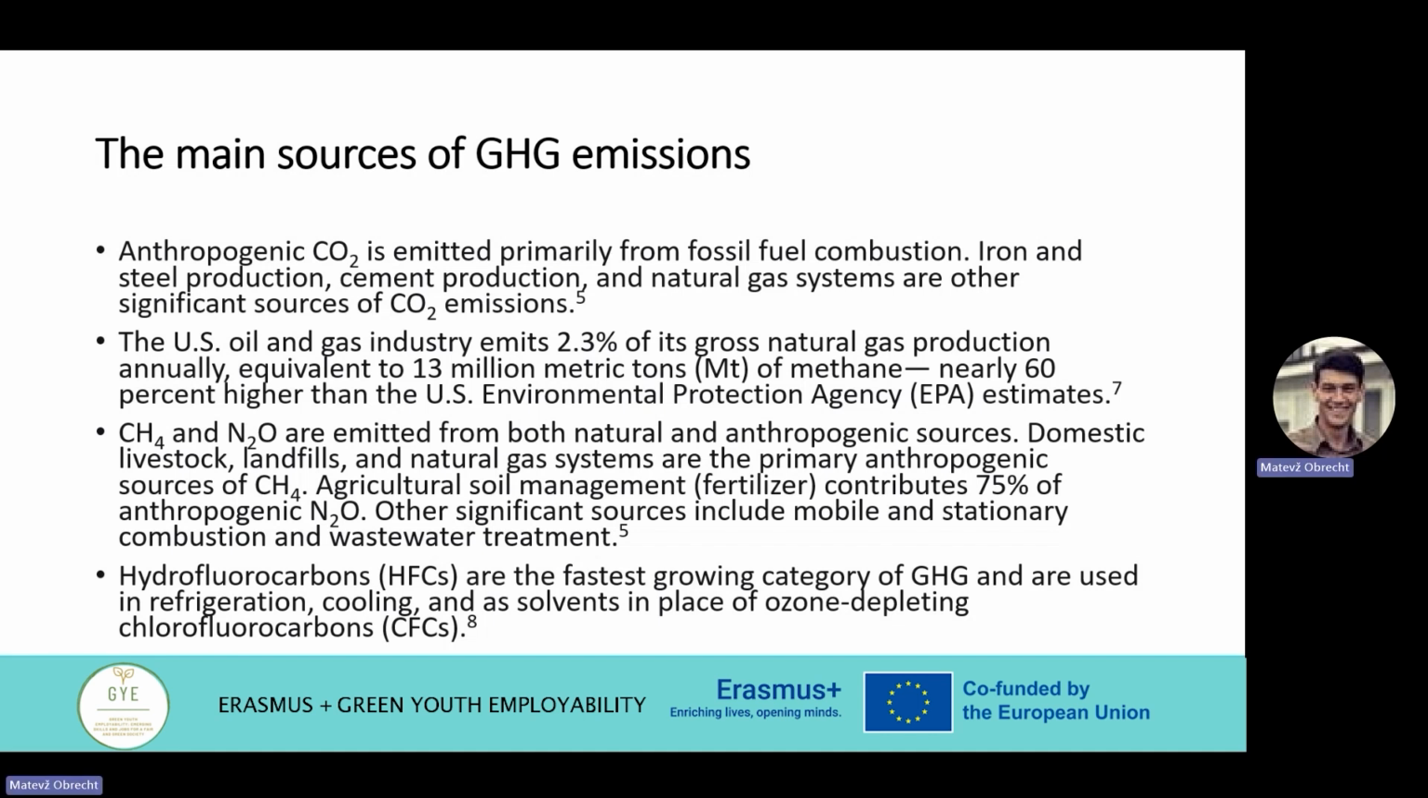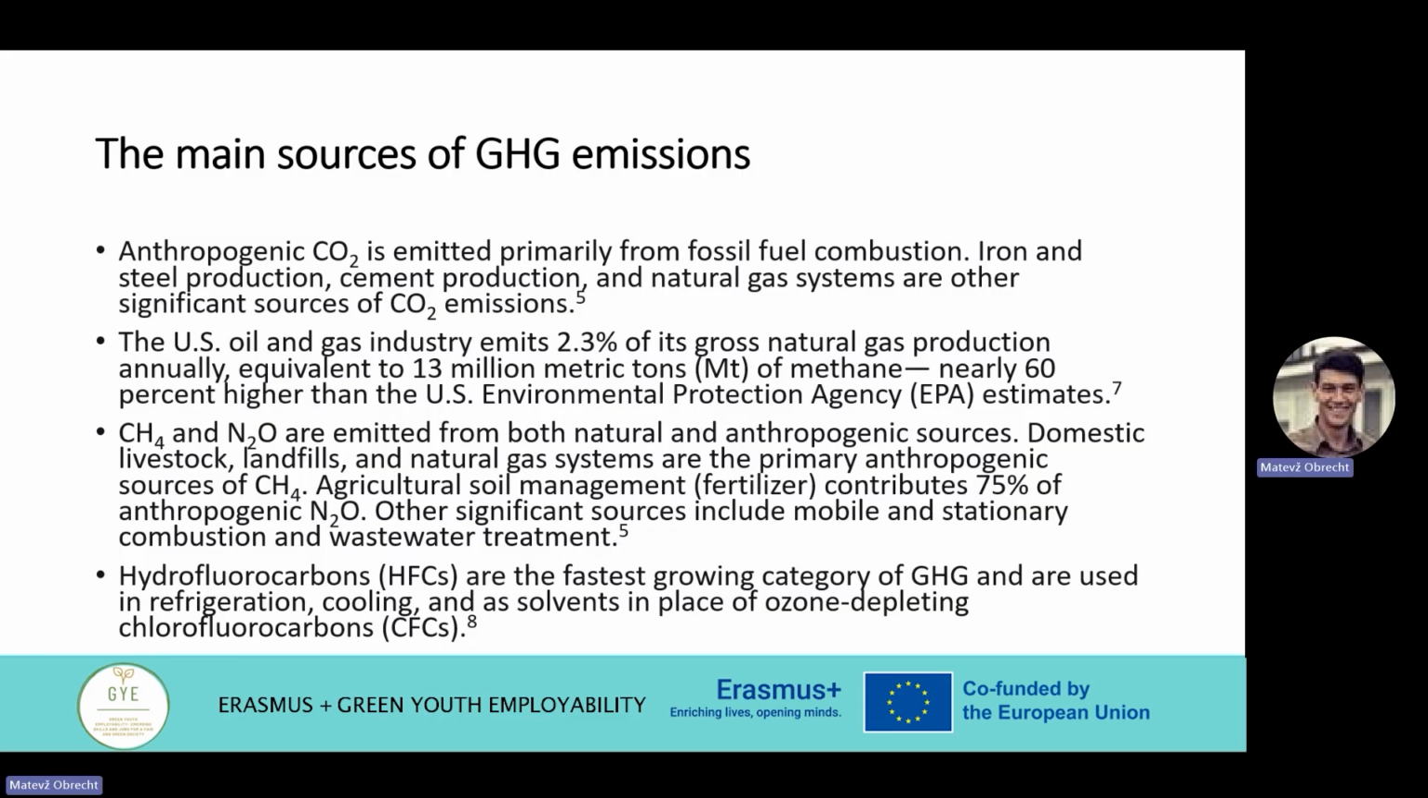Methane and nitrous oxide are emitted from both natural and anthropogenic sources, like livestock, landfills, and so on, and agricultural soil management, like fertilizing and so on.